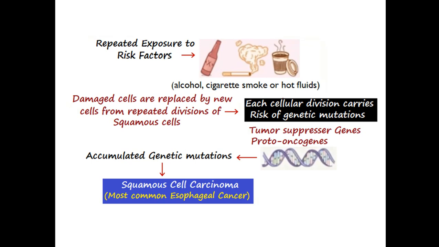Now, squamous cell carcinoma is supposed to be the most common esophageal cancer in the world, but in the USA, the most common cancer is adenocarcinoma. So here we talk about squamous cell carcinoma, which is the most common esophageal cancer worldwide.